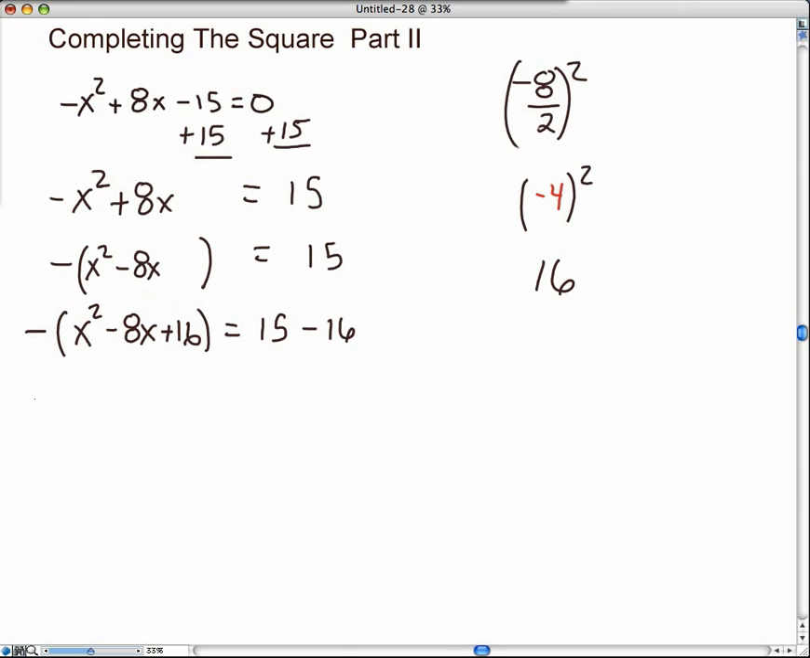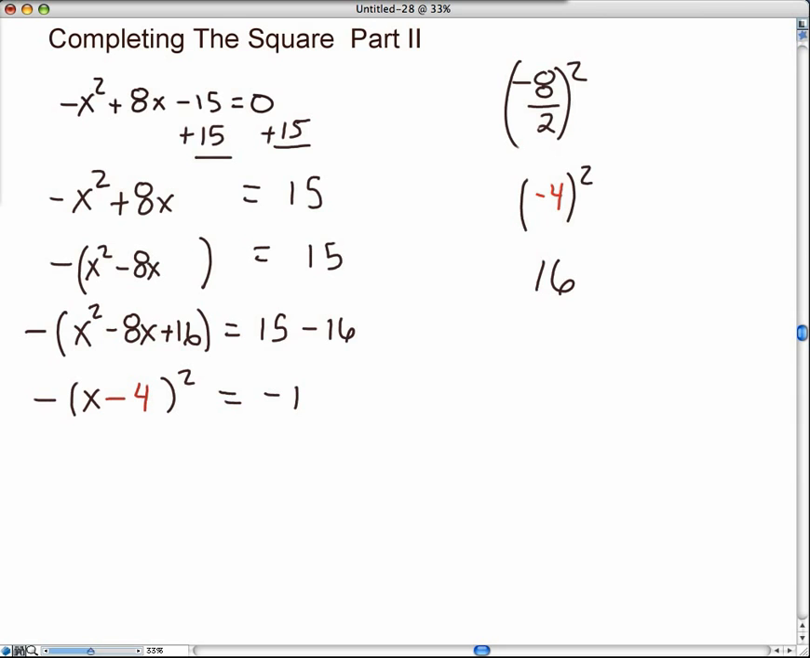Okay, now we know that this is a perfect square trinomial, so it has this form here. The negative is just coming along for the ride. Right here, 15 take away 16 is going to be -1. Now this -4 goes in here, or you can just factor this if you wanted to, but that's the advantage of writing it over here instead of doing it mentally. You can see that this -4 goes in there.